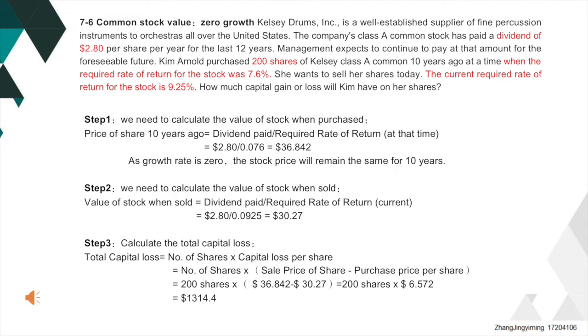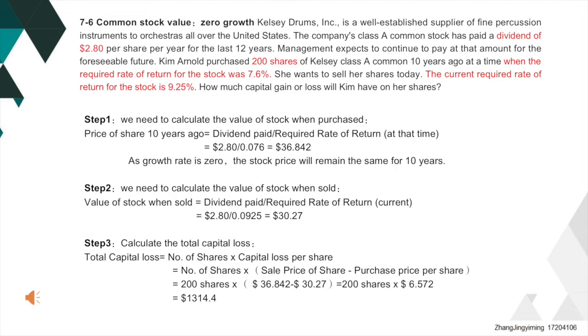The first step is to know the value of the stock when purchased. So we need to calculate the price of the share 10 years ago. It is equal to the dividend paid divided by the required rate of return at that time. So it's equal to $2.8 divided by 0.076, which is $36.842. As the growth rate is 0, the stock price will remain the same for 10 years.